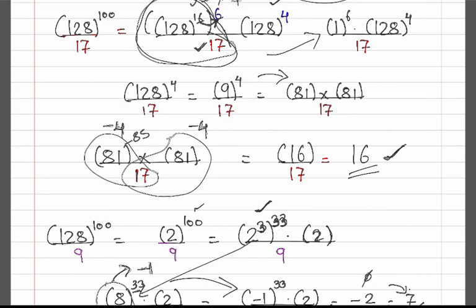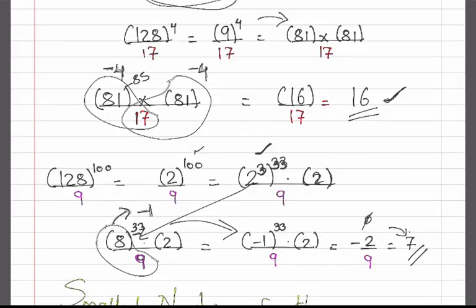Then I wrote it as 2 raised to 3 raised to 33. 33 into 3 is 99, and 2 was left in the end. So this was left at 2 raised to 3 is 8. 8 raised to 33 into 2 divided by 9. 8 divided by 9, I found out the negative remainder as minus 1. Minus 1 multiplied 33 times is nothing but minus 1. Minus 1 into 2 is minus 2 by 9.